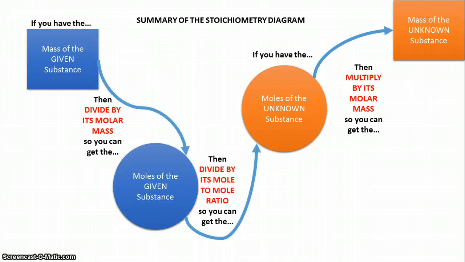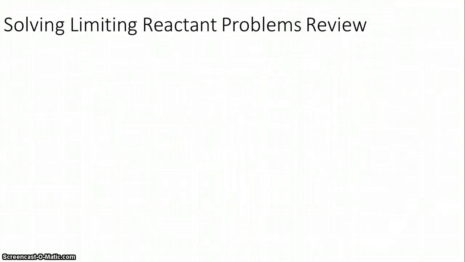Alright, and here's a summary of the stoichiometry diagram. This is just the same diagram I've been giving you, just in a different shape, a little bit more of a pathway shape. And I'm going to use this in the example a little later on, okay? So before we hit the example, let's talk about just the steps for solving limiting reactant problems.